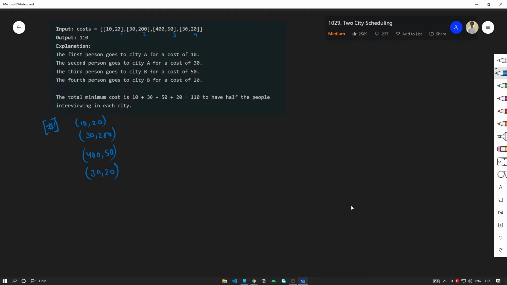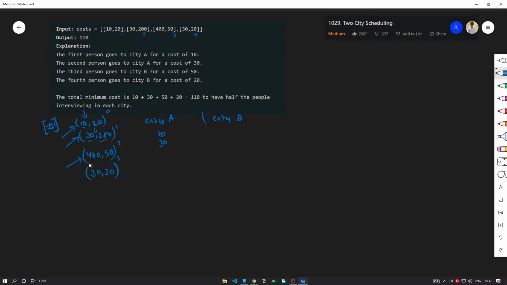So this is our first test case where we are given 4 pairs of A and B cost array. And we have to find the minimum cost to send half of the people to city A and another half to city B. For the first pair, we are given a value of 10 and 20, out of which 10 is minimum, so we decided that the person 0 must go to the city A. For the second pair, we are given a value of 30 and 200, out of which 30 is again minimum. As a result, we decide that this person must also go to the city A.